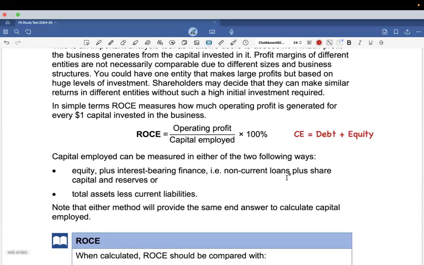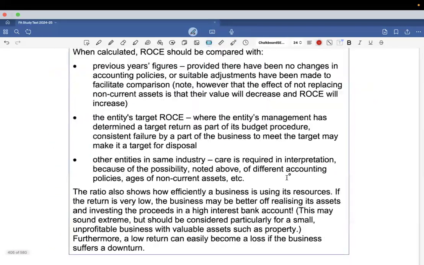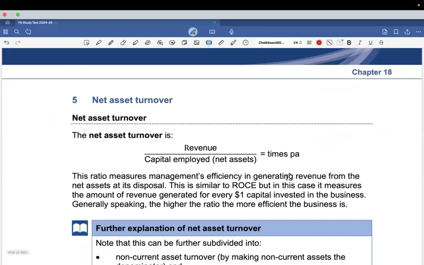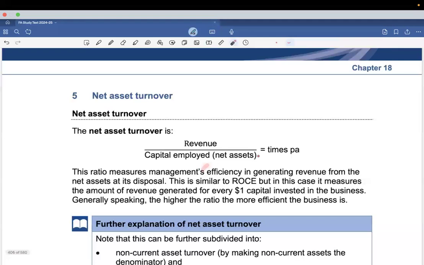Okay, so we're moving on. The next type of ratio is net asset turnover ratio. Net asset turnover basically means revenue divided by capital employed or net assets. In this, no 100. Revenue divided by CE, or net assets. When you do this, what you get is a number. That number should be written in times. So if 4 is your answer, you're going to write it as 4 times.